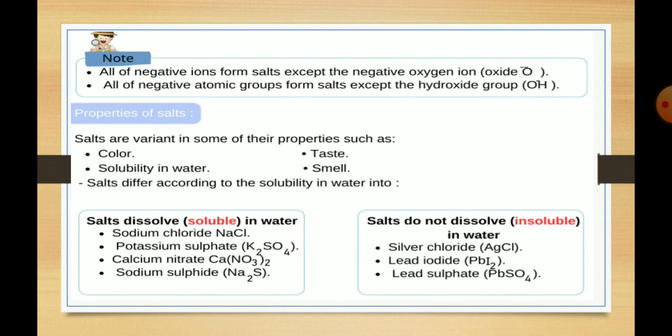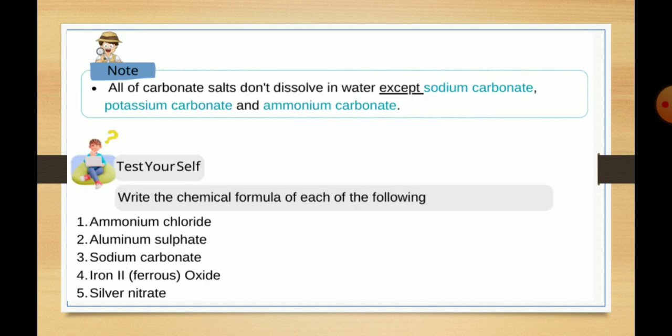Salts have variance in some of their properties such as color, taste, solubility in water, and smell. So salts differ according to solubility in water into salts that dissolve in water and salts that don't dissolve in water. So first, sodium chloride, potassium sulfate, calcium nitrate, sodium sulfate. And on the other side, silver chloride, lead iodide, lead sulfate.